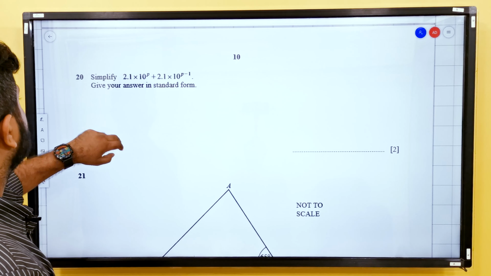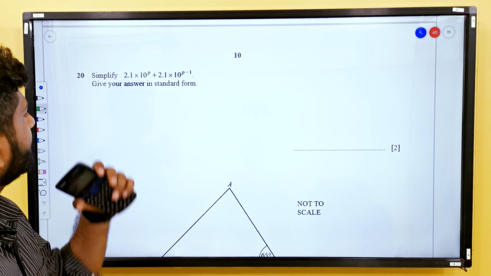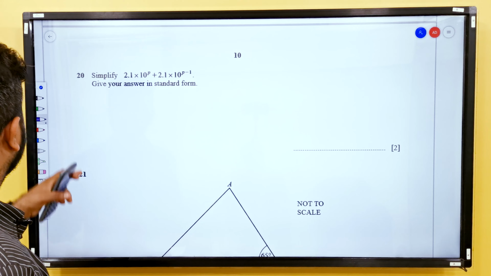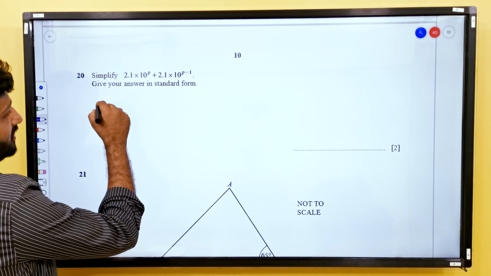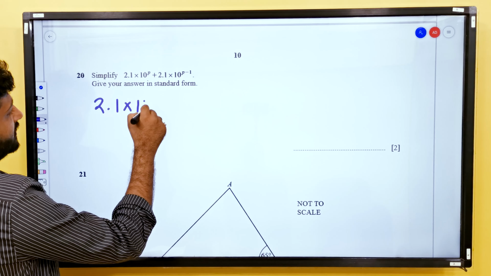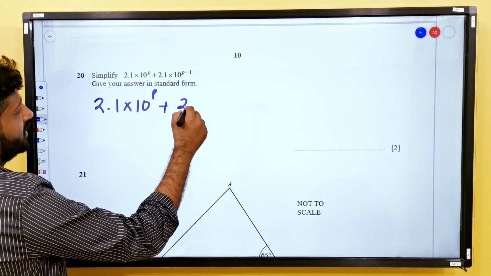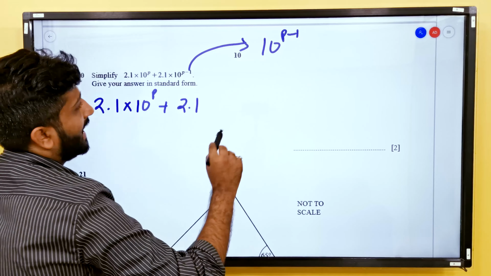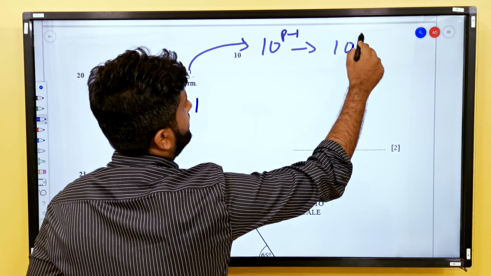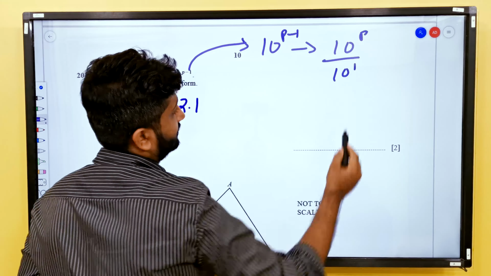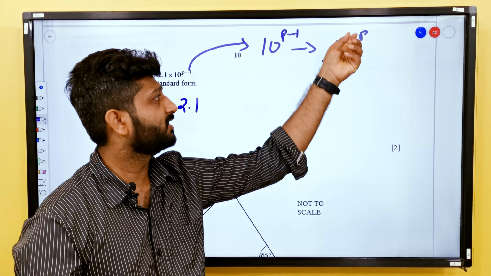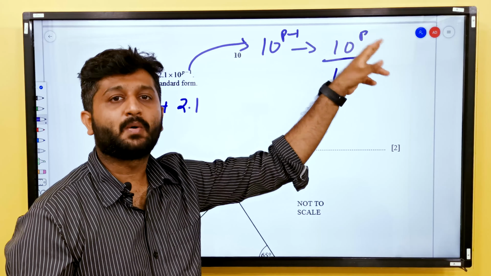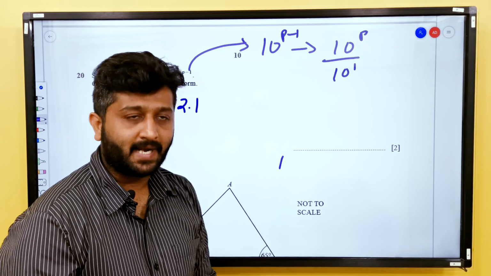Next, simplify and give your answer in standard form. Okay, let me just simplify it first. 2.1 into 10 raised to p plus 2.1 into 10 raised to p minus 1. I'll write this as 10 raised to p upon 10 raised to 1, because in division, when the bases are the same, the power gets subtracted.